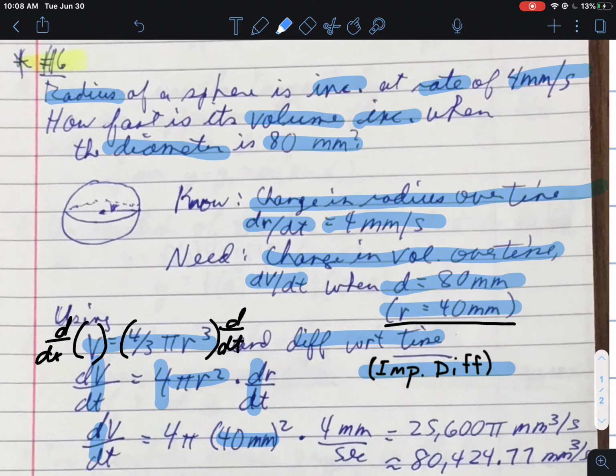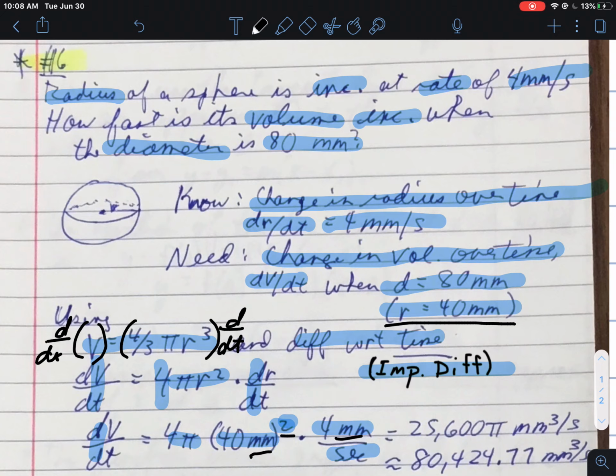And in place of dr/dt, that was given in the problem, the rate of change in the radius was 4 millimeters per second. So I went ahead and plugged all that in and did my calculation. I've got 4 times 40 squared times 4. Don't overlook the square here. That gives you 25,600 pi. And notice, we've got millimeters squared times millimeters, which gives you millimeters cubed per second.